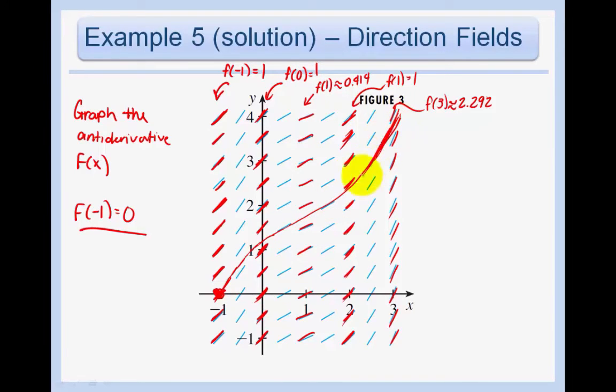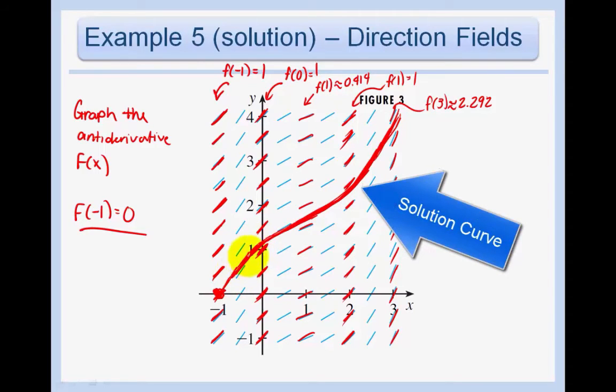And so my thick line would be an approximate solution curve. I just picked up the slope fields and saw what was happening to my function. So this isn't exact, it's just an approximation of what the antiderivative looks like.